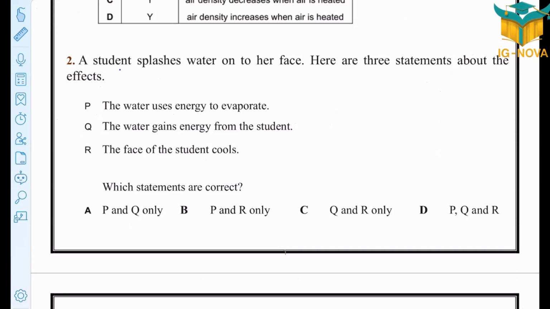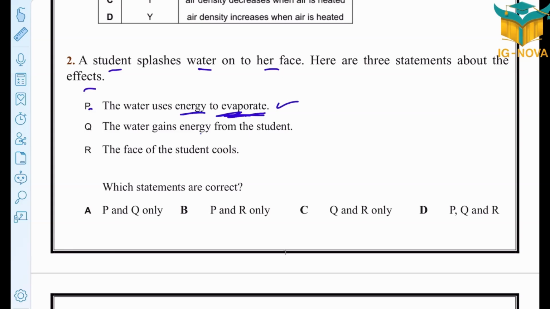Question 2. A student splashes water onto her face. Here are three statements about the effect. P: the water uses energy to evaporate. Yes, to evaporate water you need an amount of energy. So by splashing water onto her face, P is acceptable.